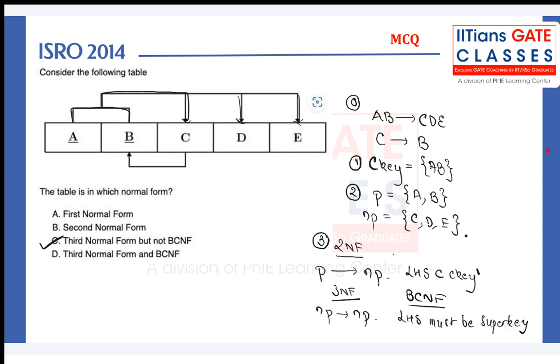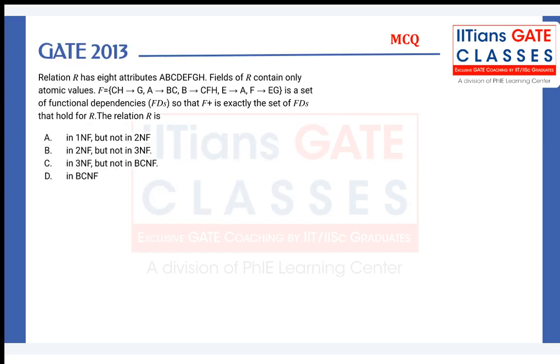Okay. So this was ISRO 2014. This is one of the questions. I will give you some time. Please try to solve it on your own. I have already given you the algorithm, right? First, calculate the candidate key, find the prime attributes, find the non-prime attributes, and check for the dependencies. Okay. Please take some time. I'll give you 3 to 4 minutes. Please try to answer.